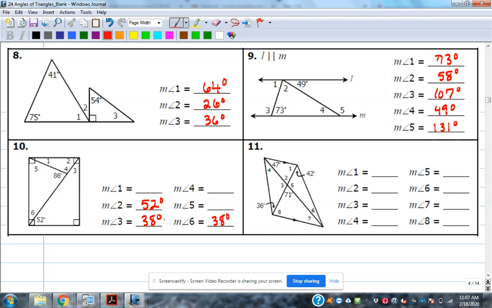180 minus 86 would be 94. Is that what you said? That works. Good reasoning. Got 2 left. How? You know 6, which is 38. So if you add that plus 86 minus 180, you get 56. Which would be the measure of angle 5.